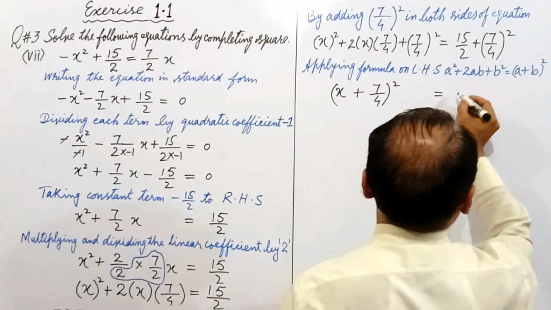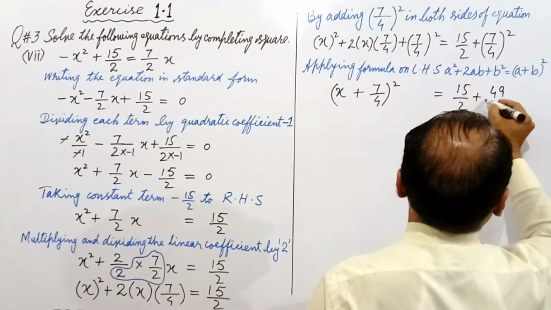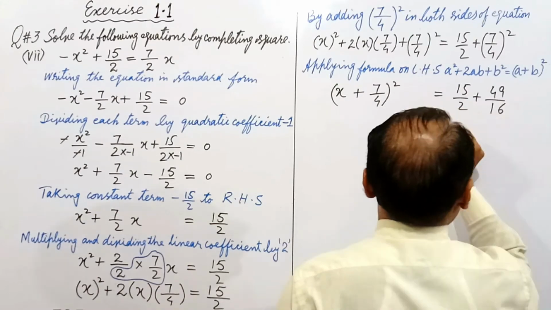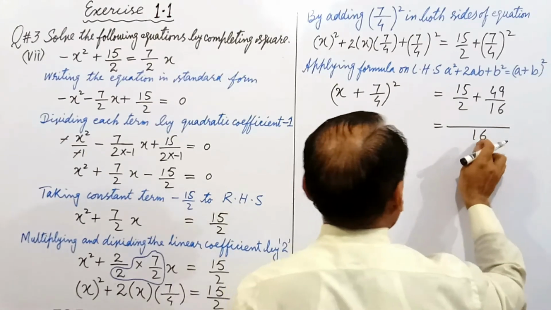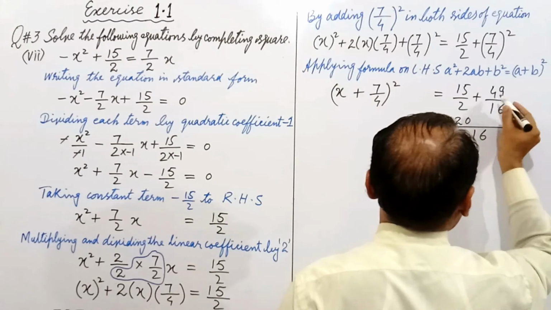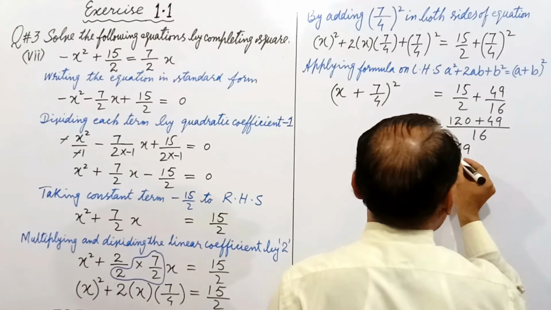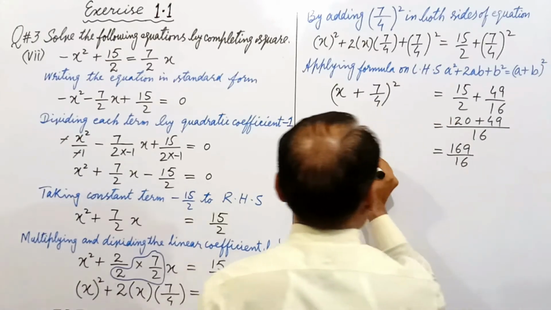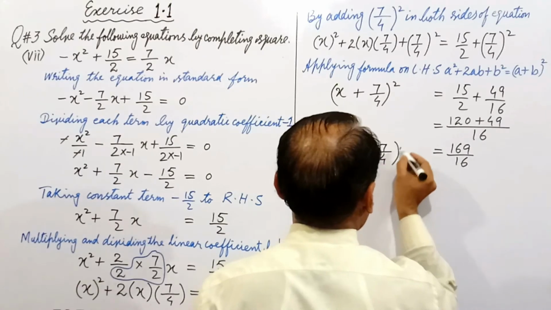And the right hand side, 15 over 2 plus square of 7 is 49 and square of 4 is 16. We take the LCM, that is 16. 2 8s are 16, 8 15s are 120, 16 1s are 16 and 7 7s are 49. We get 169 over 16 in the right hand side. x plus 7 over 4 whole square.